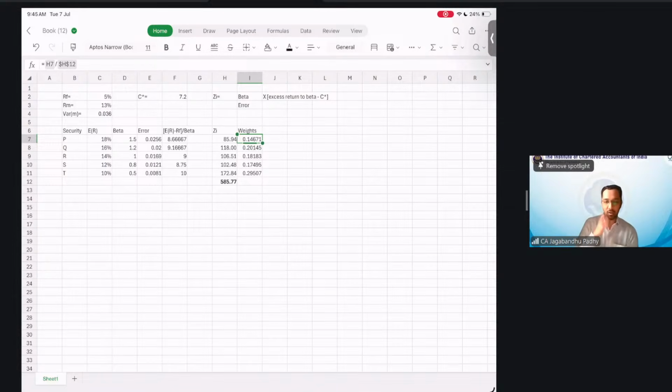What do Zi values denote? Zi values are denoting this excess return to beta minus cutoff. This is the additional return that you're getting over and above the cutoff. You adjust it for systematic and unsystematic risk.